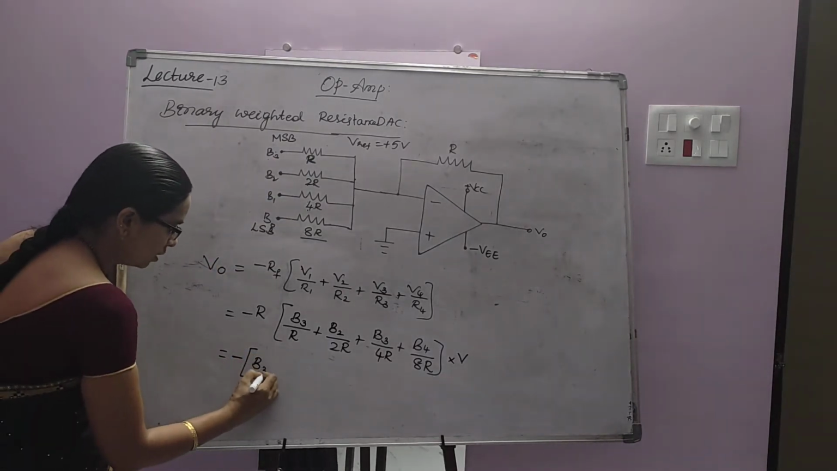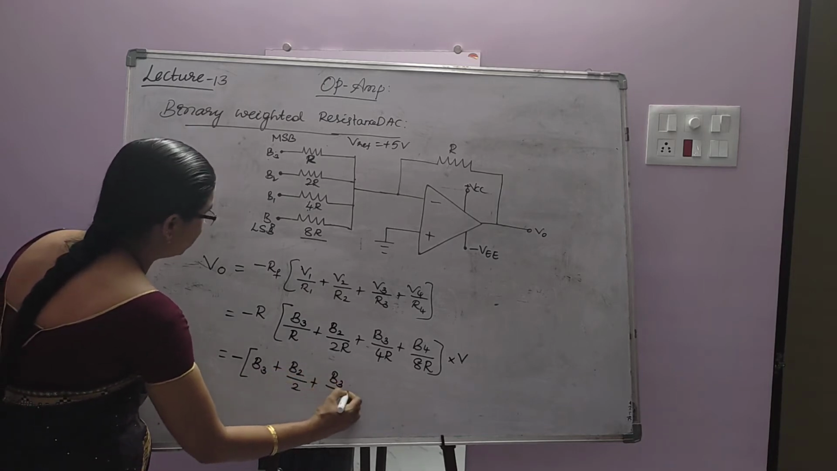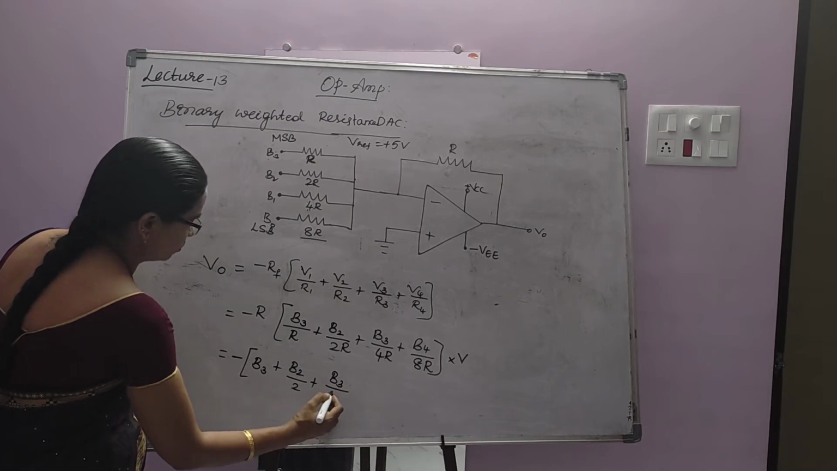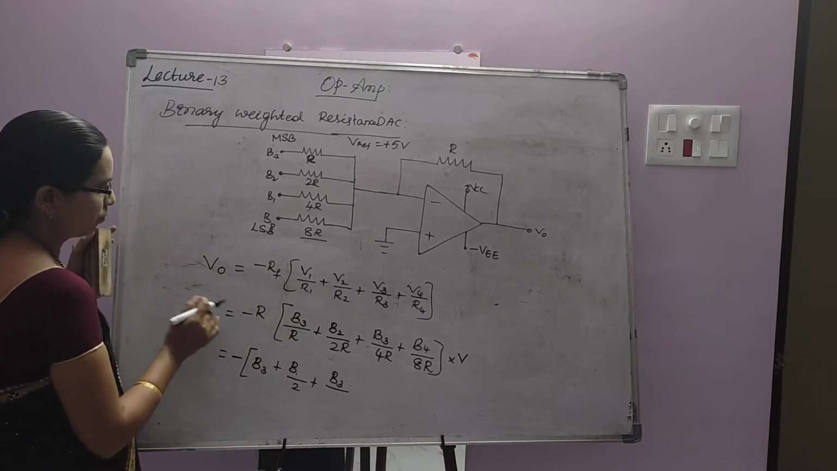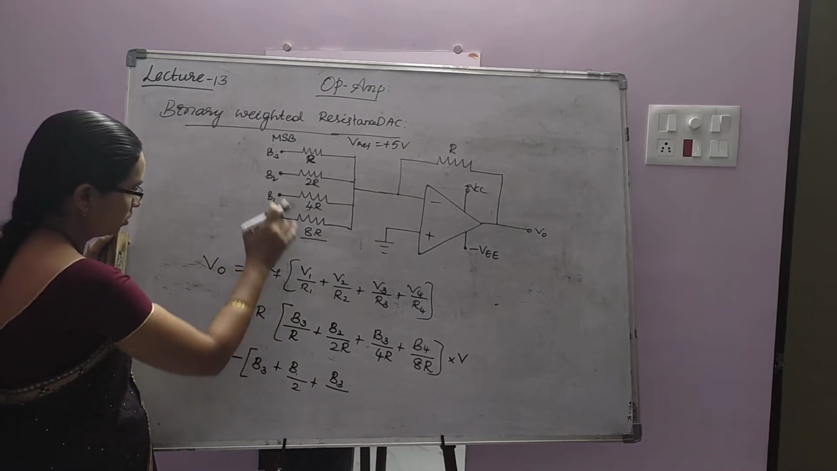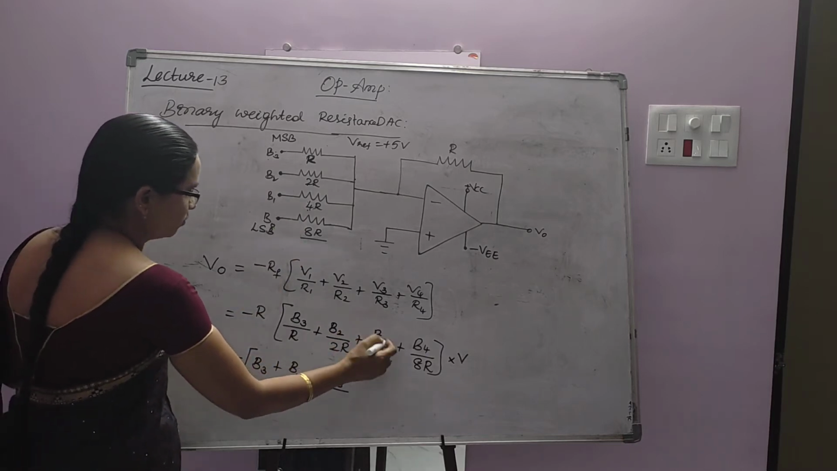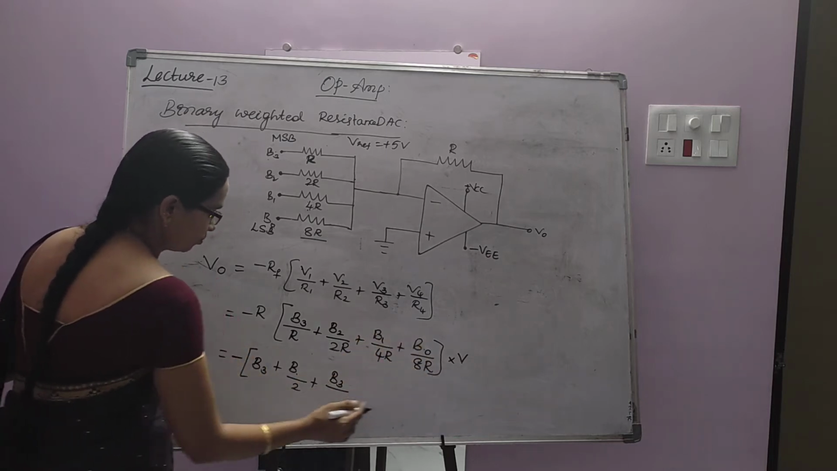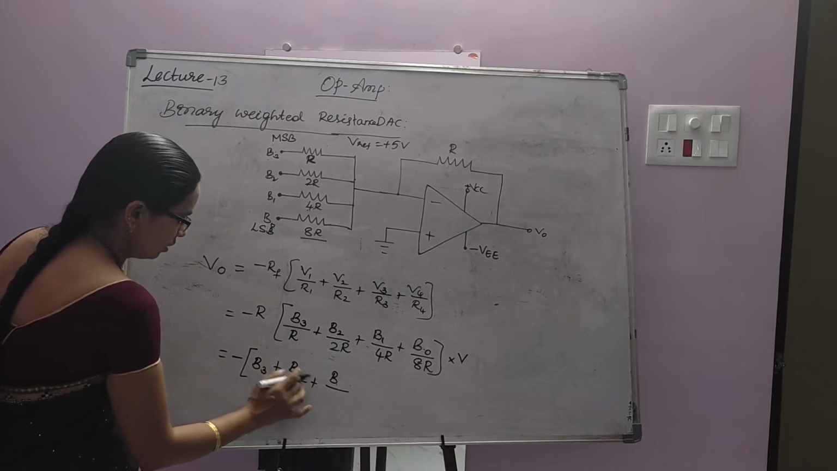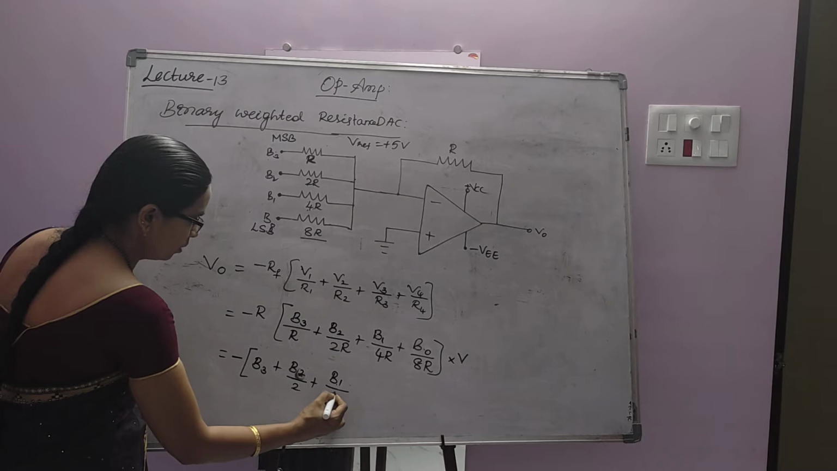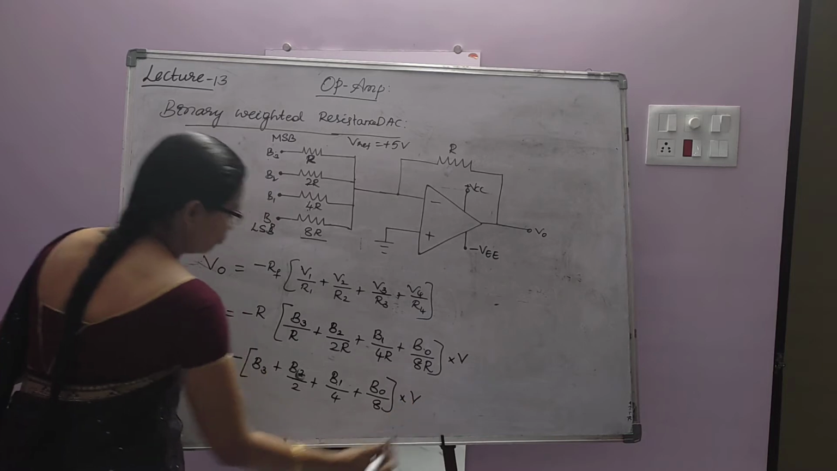Here it is, just a minute, it is B3, B2, B1 and B0. So it is B3 plus B2 by 2 plus B1 by 4 plus B0 by 8, into V.